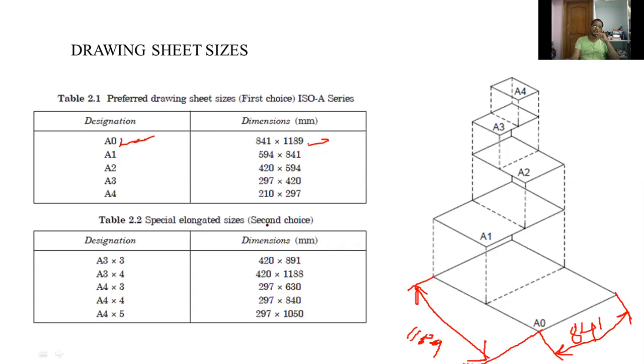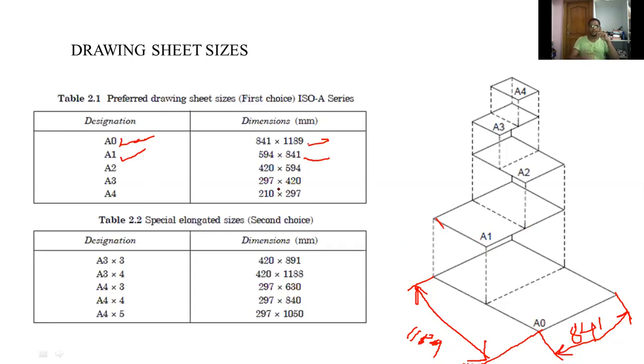Okay, now second sheet size is A1. So here, this is A1 size. The dimensions are 594 mm by 841 mm.